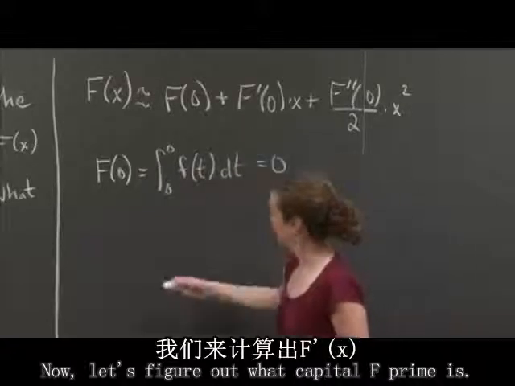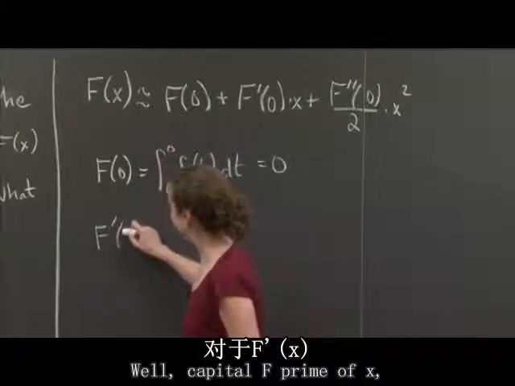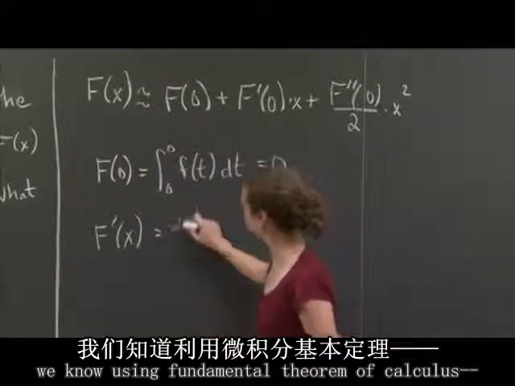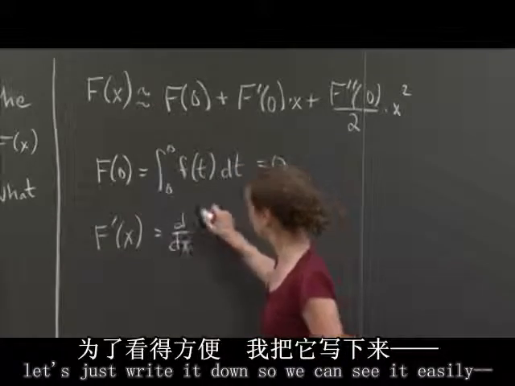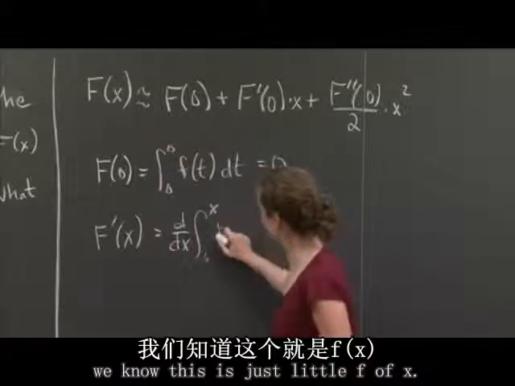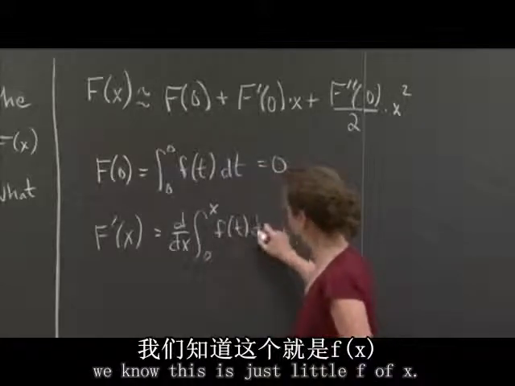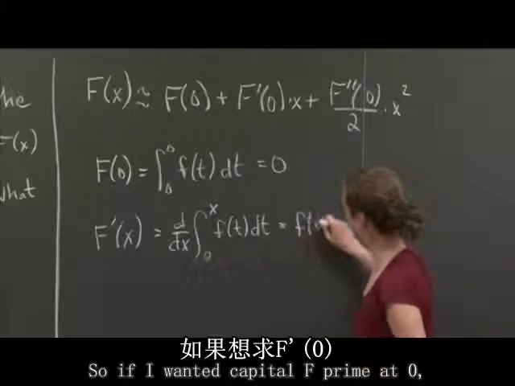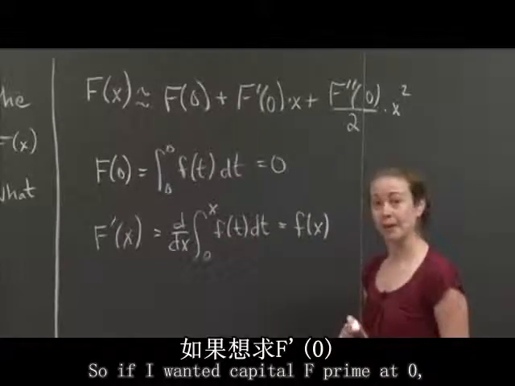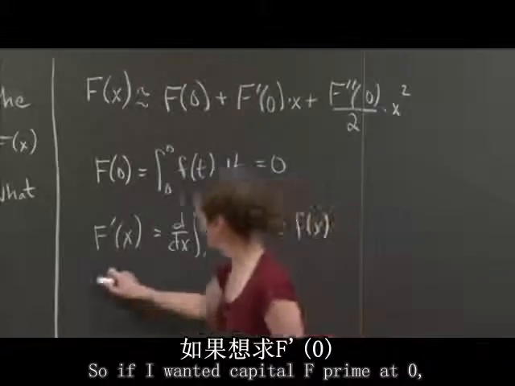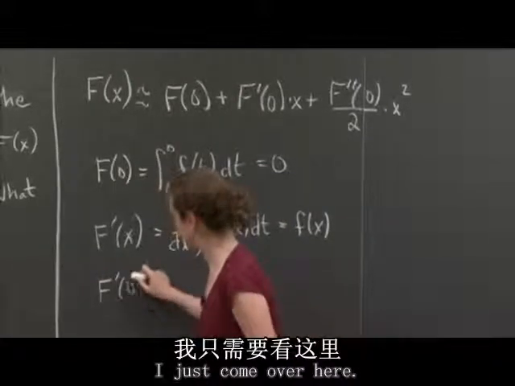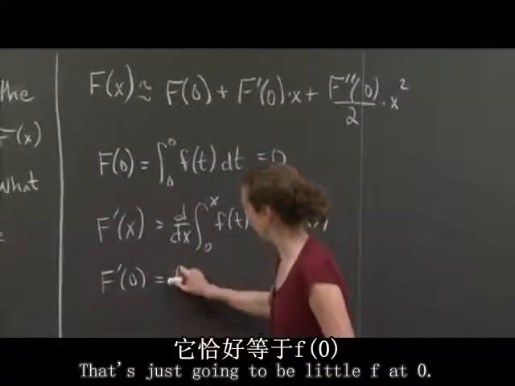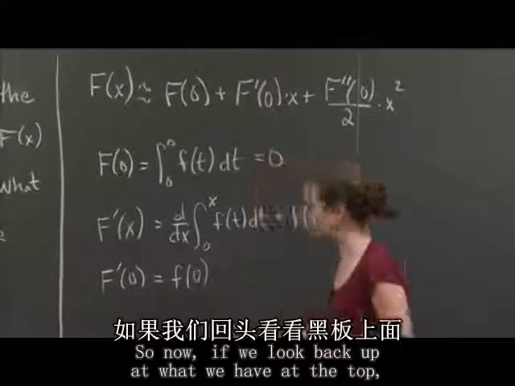Now let's figure out what capital F prime is. Well, capital F prime of x, we know using the fundamental theorem of calculus. Let's just write it down so we can see it easily. We know this is just little f of x. So if I wanted capital F prime at 0, I just come over here. That's just going to be little f at 0.